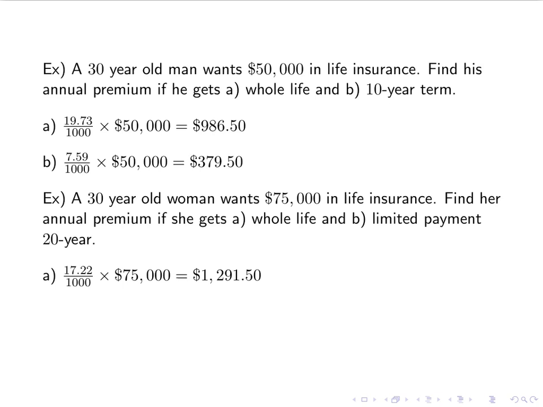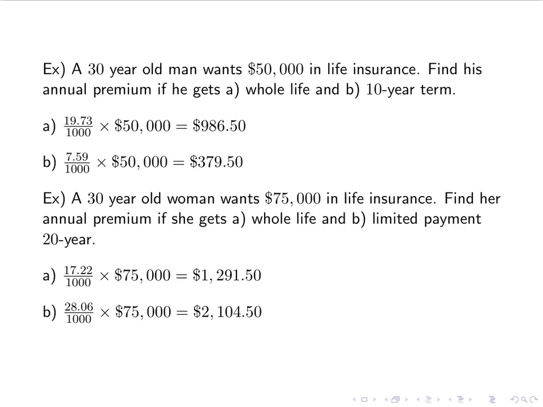For limited payment, I'm just going to go to the next number in the column in the table, and it should be 28.06. So again, divide by 1,000, multiply by 75,000. The really nice thing about things that are per 1,000 is I can always cancel them. So what I'm really doing is just 28.06 times 75. You can always simplify before you shove it into your calculator. And you should be getting $2,104.50.